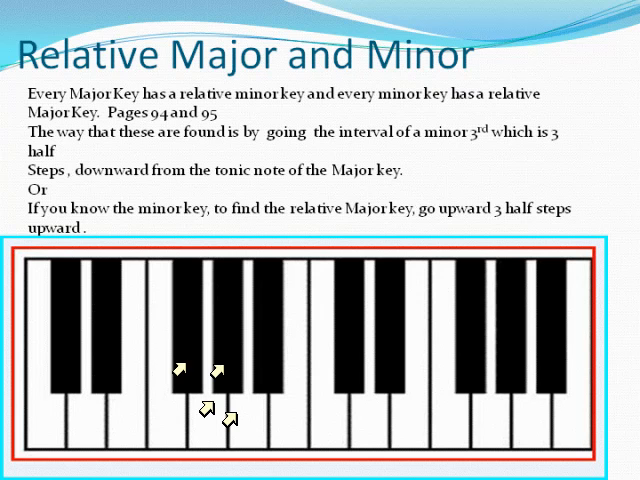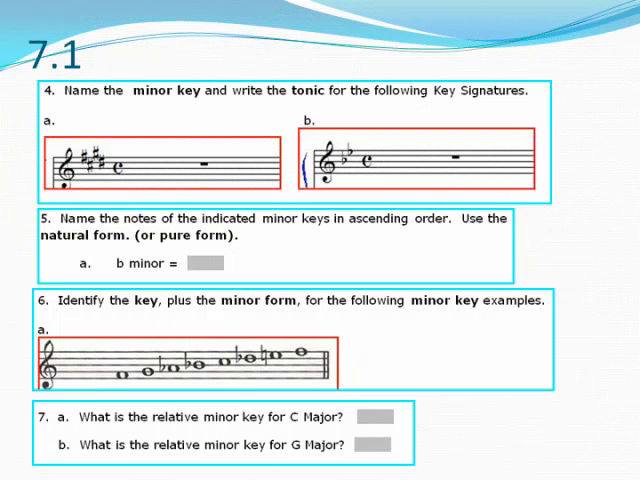So there, you just do them vice versa. The relative major and minor. So that is something that's going to be asked of you on part number 7 of assignment 7.1. So you need to be able to figure those out. Actually, it tells you in the book. I'm showing you how to do it, but it actually gives those in the book.